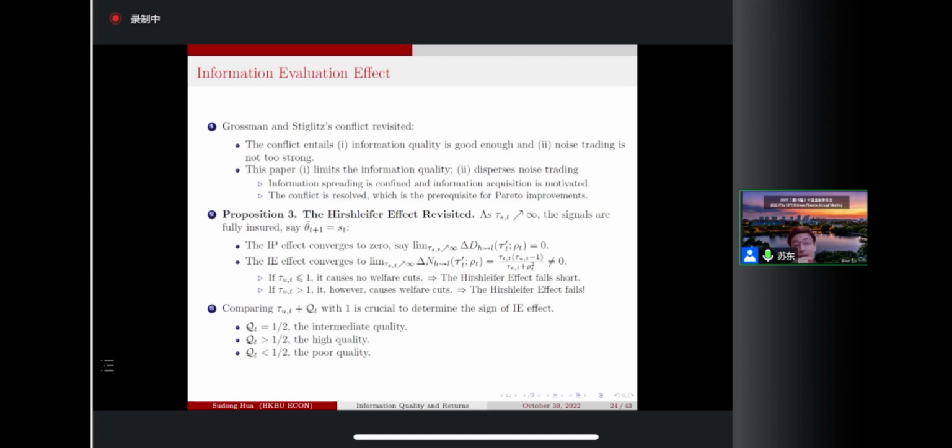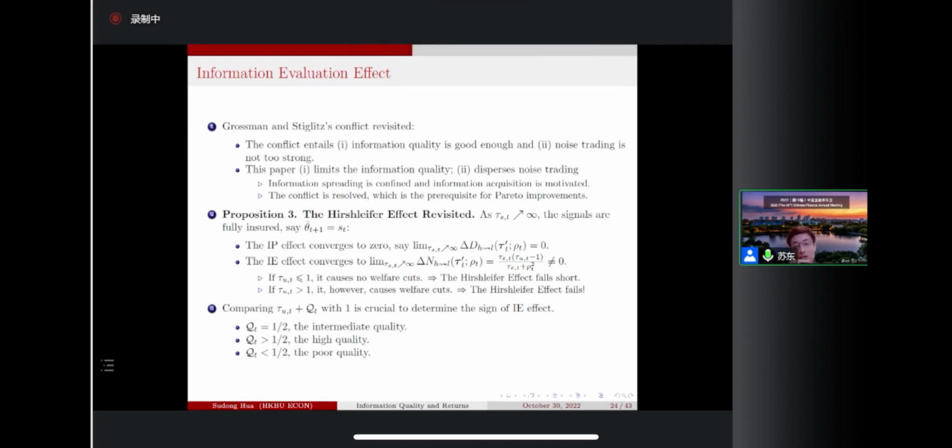For the IE effect, I go back to the Grossman-Stiglitz conflict. This conflict entails that information quality is good enough, and at the same time, noise trading is not too strong. But this paper limits the information quality and disperses the noise trading. This gives room for the two points. So the information spreading is capped, and then information acquisition is motivated. If these two conditions are satisfied, we will see the welfare gains.